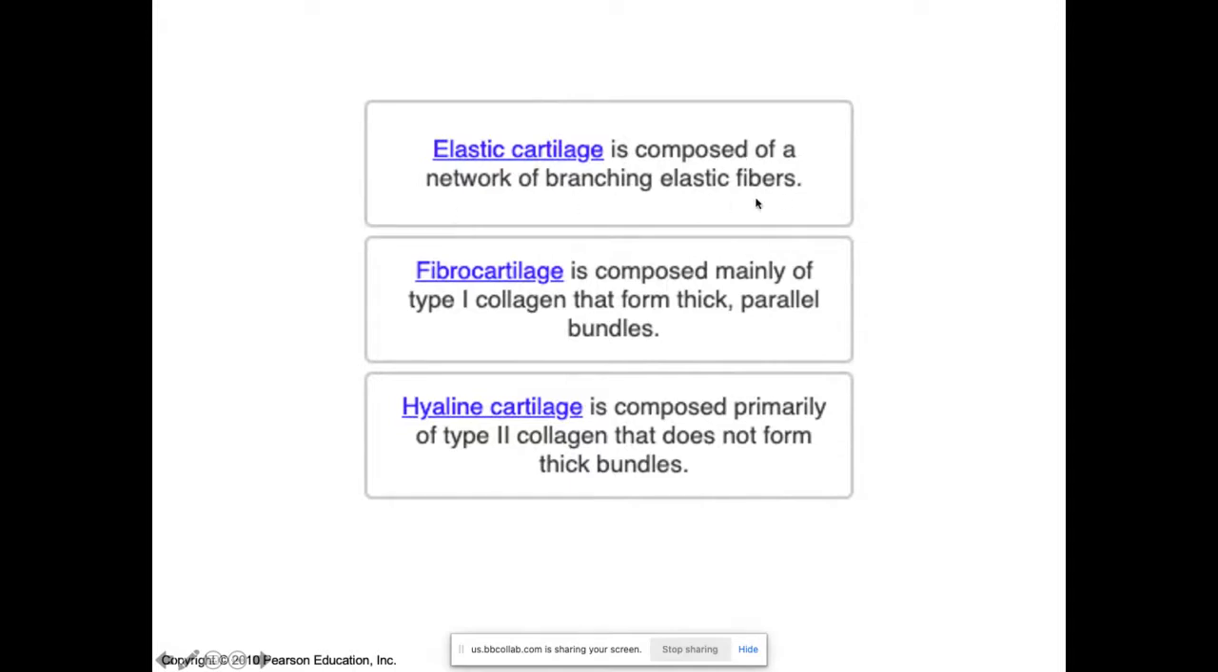Blank is composed of a network of branching elastic fibers. These are the choices. It's elastic cartilage. Composed mainly of type 1 collagen fibers, and they form a parallel bundle. That's fibrocartilage. So fibrocartilage is type 1 collagen. These type 2 are really important. These are in a lot of supplements I actually give my patients that have degenerative joint disease. We give them these nutraceuticals that have type 2 collagen fibers, and they do extremely well with it. But that's hyaline cartilage.